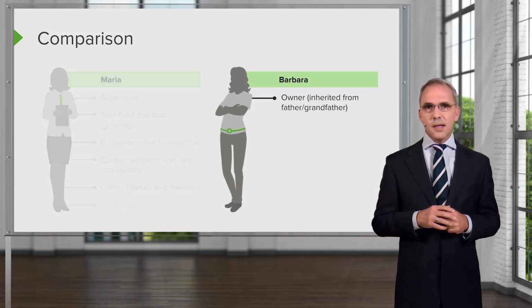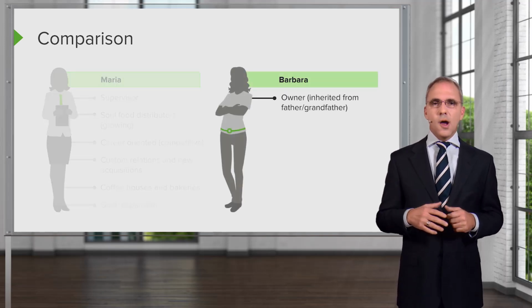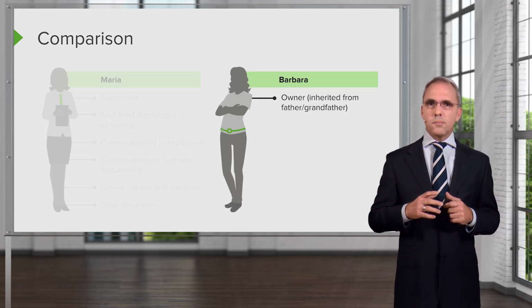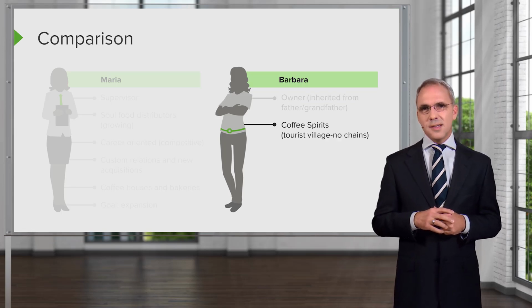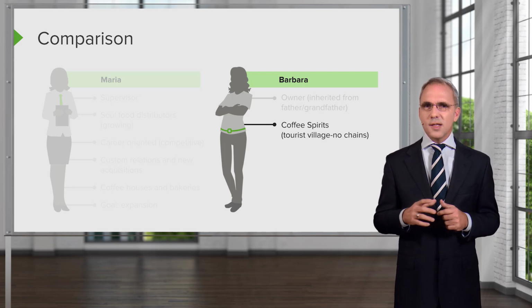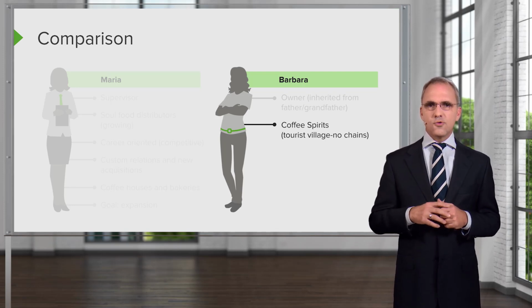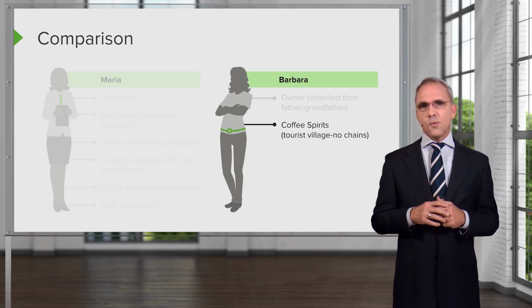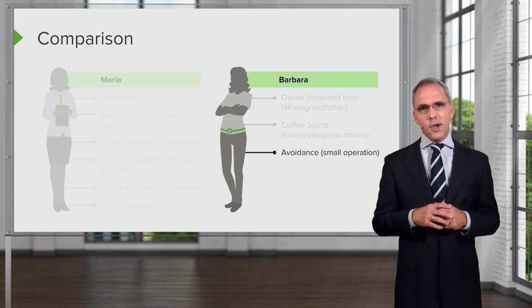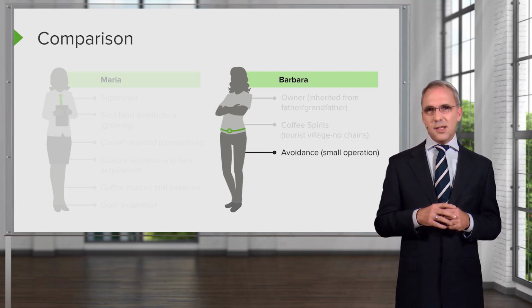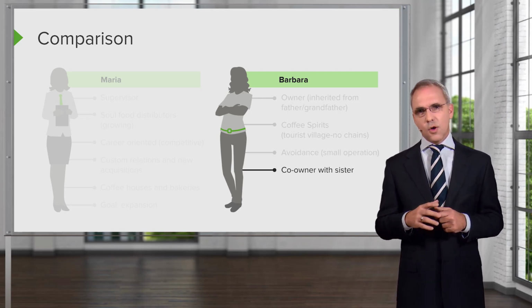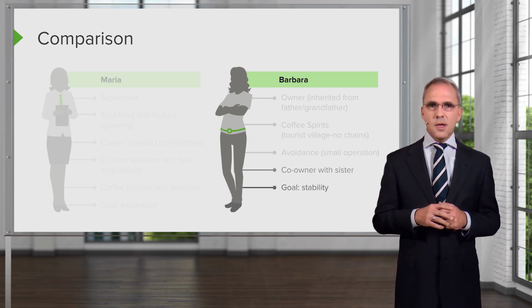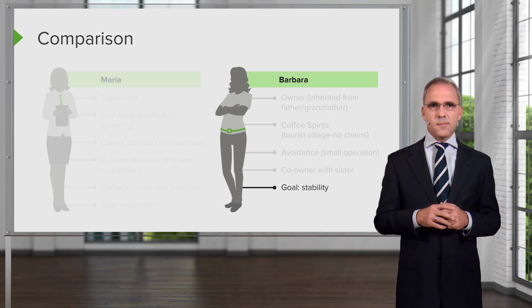On the other side, Barbara is the owner of a small bakery inherited from her father and her grandfather. It's called the Coffee Spirits. It's in a tourist village where no chains are allowed. Small, traditional attitude is the way people work. Avoidance is her main way of negotiating. She's a small operator and she needs stability. She's the co-owner of the bakery with her sister, and her main goal is stability.